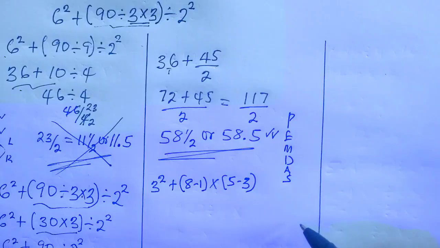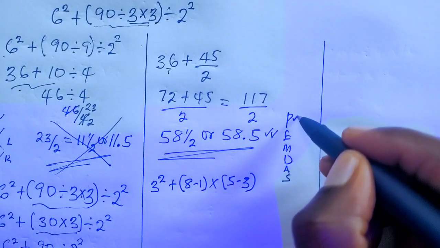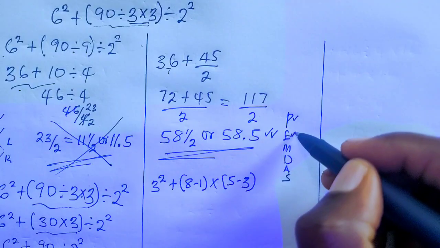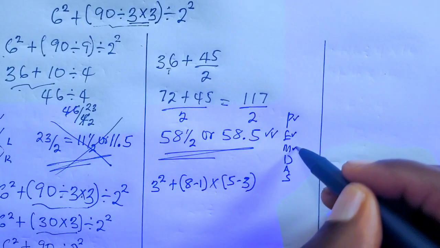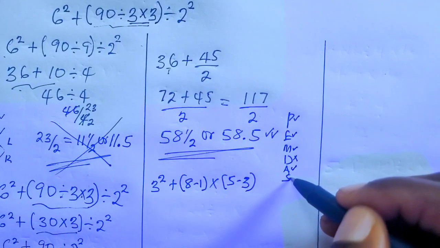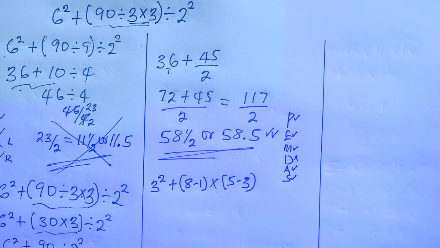Now, following this order of operation, first we are going to consider parentheses. We have exponents. We have multiplication. We don't have division. We have addition. We have subtraction in the parentheses. Now, first, we are going to consider parentheses.